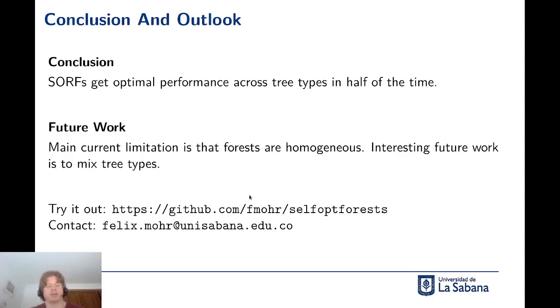So in a nutshell, self-optimizing random forests get optimal performance across the different tree types in only half of the time, which is a quite amazing result. So the main limitation of this work is that the forests are currently homogeneous, so only one tree type is allowed for the whole forest. The most obvious change to be considered next is to mix the different tree types and to look at the effects of having trees of different types and whether we can get the same performance results, because if this is the case we could even speed up this whole training process some more, because we need even less trees in total.